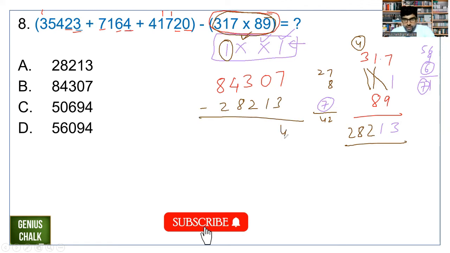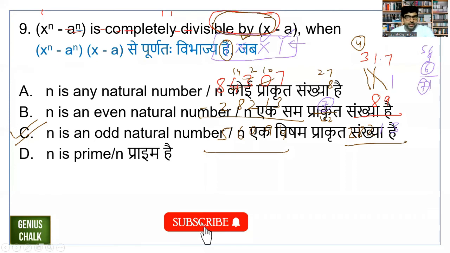Now just subtract it. 7 minus 3, 4. This is 10 minus 1, 9. This is 2 minus 2, 0. This is 14 minus 8, 6. 7 minus 2, 5. So answer is going to be 56094, which is the fourth option. I hope this is clear. Okay, let's move to the next.